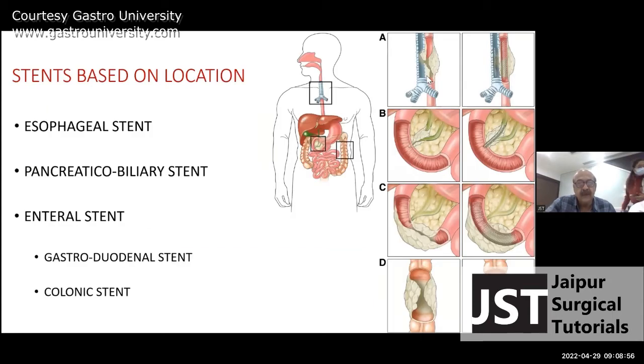There are 3-4 locations where stents are commonly used, but there are other locations where they are used as and when needed. Commonly they are used for esophageal obstruction, bowel obstruction at other places like gastric outlet obstruction and colonic obstruction, as well as pancreatico-biliary obstruction, and other conditions also where these stents are very useful. I'll go into those details in my subsequent slides.